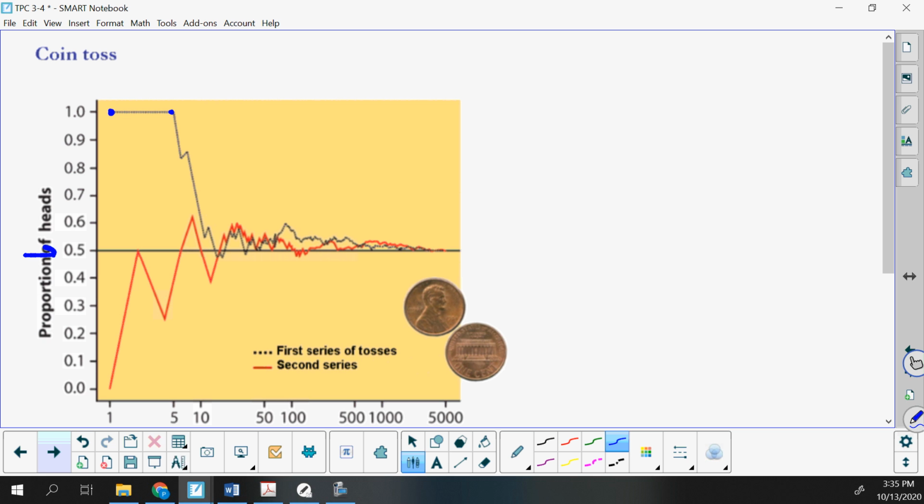But then notice over time in both trials, the ratio gets really, really close to 0.5. So if you do it thousands, a million times, your ratio might not be exactly 0.5, but it's going to be super, super close because the probability is what should happen in the long run.